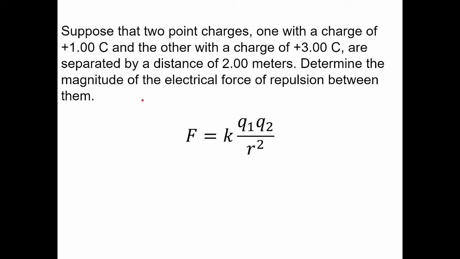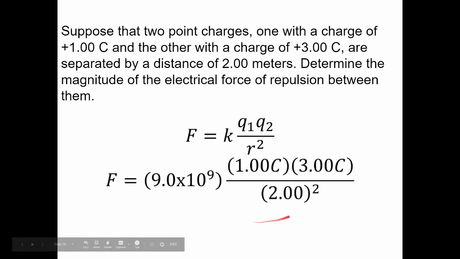Here's the equation we're going to use, F equals k Q1 Q2 over r squared. We're going to plug in our numbers. k is that constant off the equation sheet. Q1 is going to be our first charge. Q2 is going to be our second charge. They get multiplied together in the numerator. In the denominator, we have our distance of separation, 2, squared.